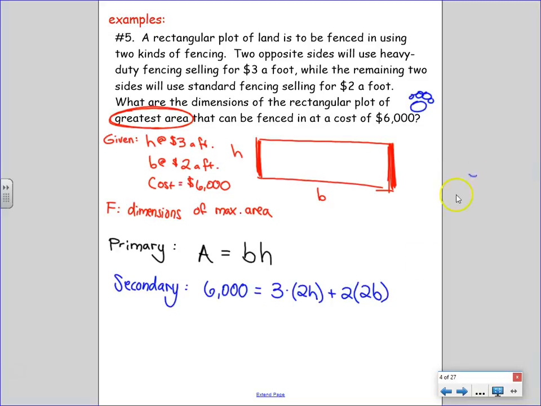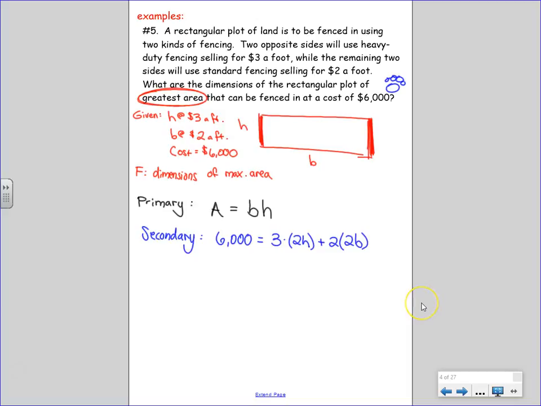Another way of thinking about it is there is a secondary condition that needs to be met. I don't have infinitely much money to build this fencing, to fence in this plot of land. I'm restricted. I only have $6,000 to do this, or he only has $6,000 to do this. So I can't just go using area without using this restriction or this condition. Now how can I use this condition?